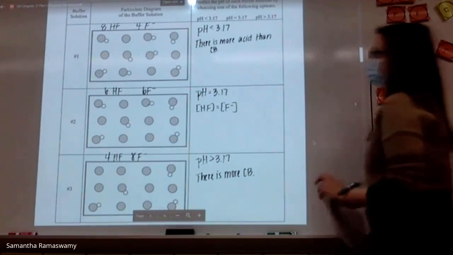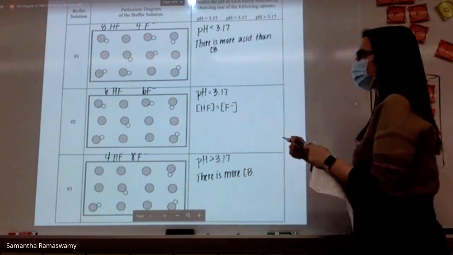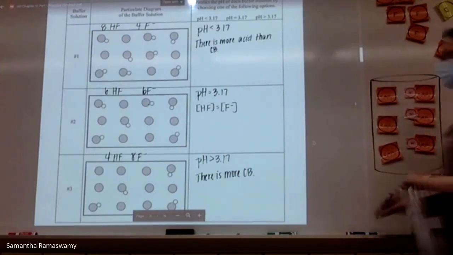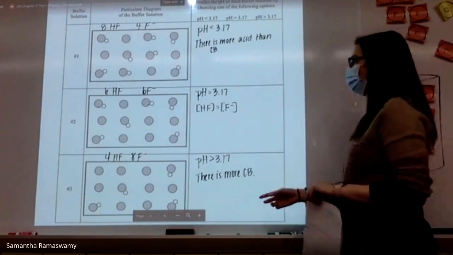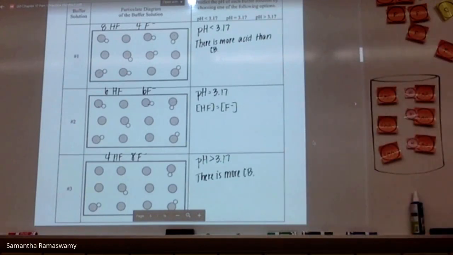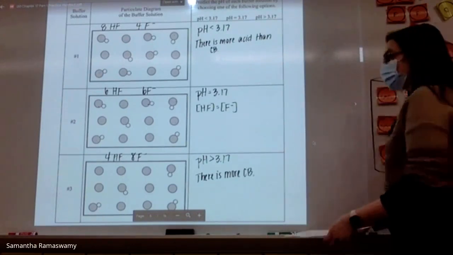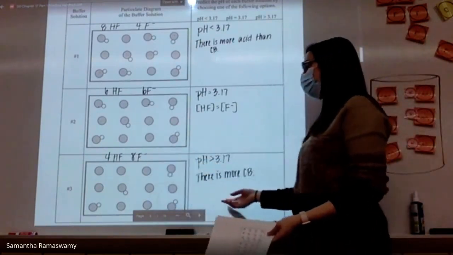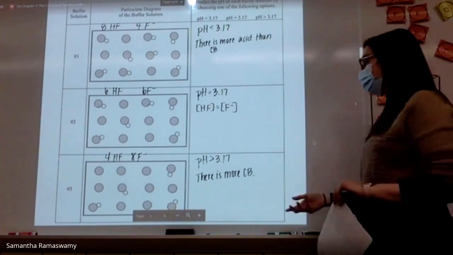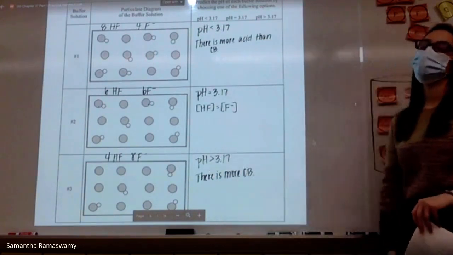So for question 13, again, particle diagrams is all about counting. In buffer number 2, you had equal amounts. Equal amounts means that pH equals pKa because H plus equals Ka. And then in number 3, you have more F minus than HF. F minus is the base. So if you have more of the basic component of the buffer, pH is greater than pKa.